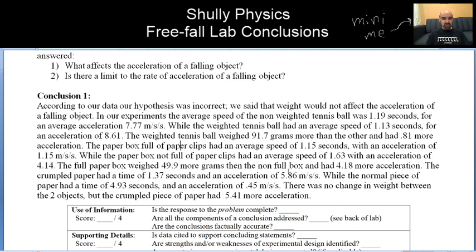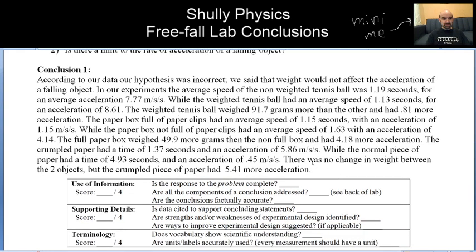Now, as we move on, if you read through this, it doesn't really address surface area. They just keep listing data, and it just kind of ends there. So this conclusion is not responding completely to the question. They didn't talk about a limit to the rate of acceleration. They're not talking about surface area. So it is incomplete. There are some factually accurate statements, but very poor use of data. So I'd probably score this a 1 or a 2 for use of information.